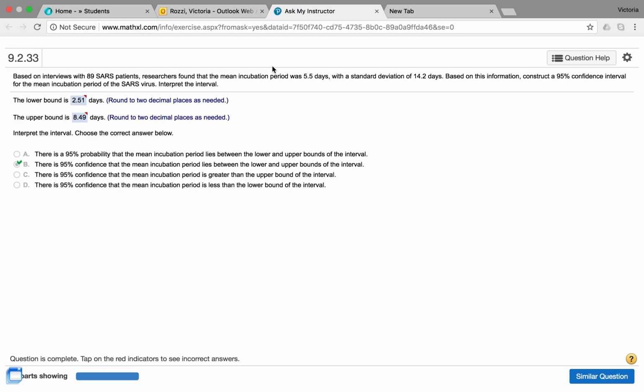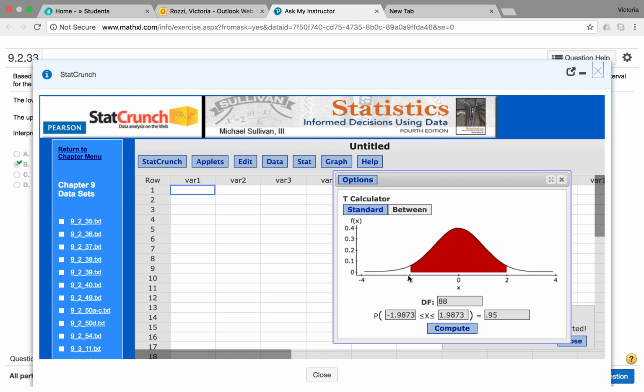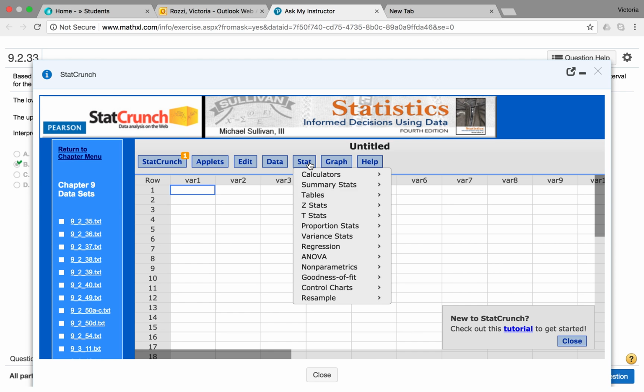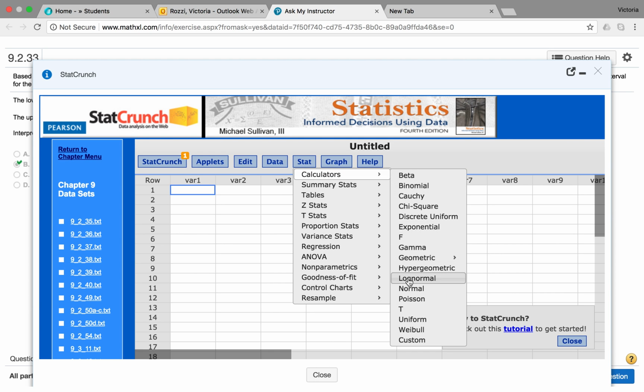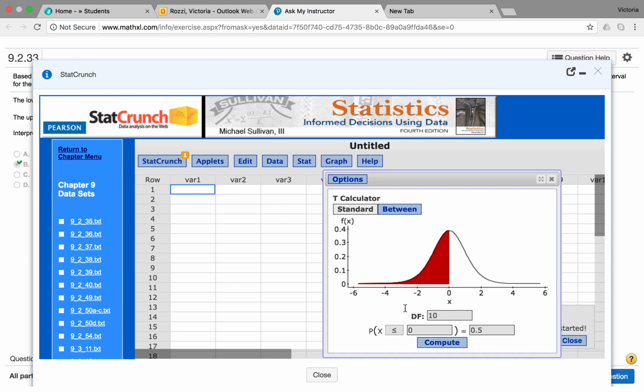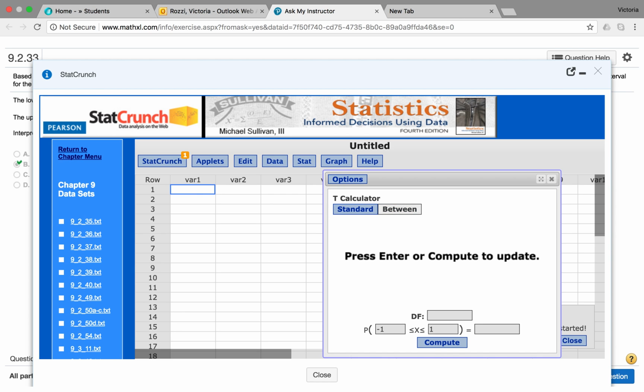Now, just to show you how you could get your t-value on StatCrunch, if you go to Question Help and you click on StatCrunch, and you can see I was doing this here earlier, the way that you get to that little calculator is you go to Stat, Calculators, and then T. So I am using the t-distribution, and we are constructing a confidence interval, so we want that 95% in between. Your degrees of freedom would actually be one less than your sample size. So our sample size is 89 here, so I'll make my degrees of freedom 88. And you'll be able to get it exact.